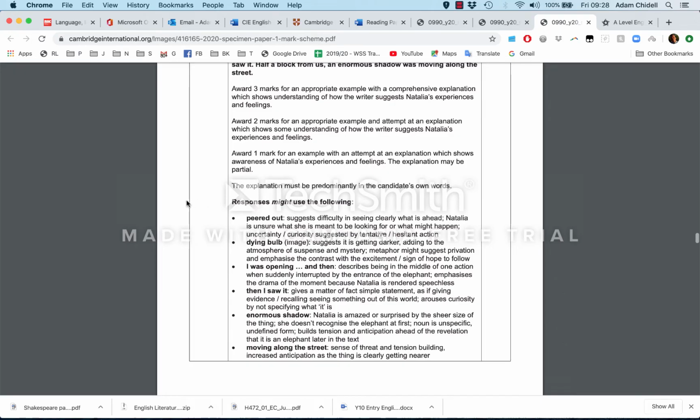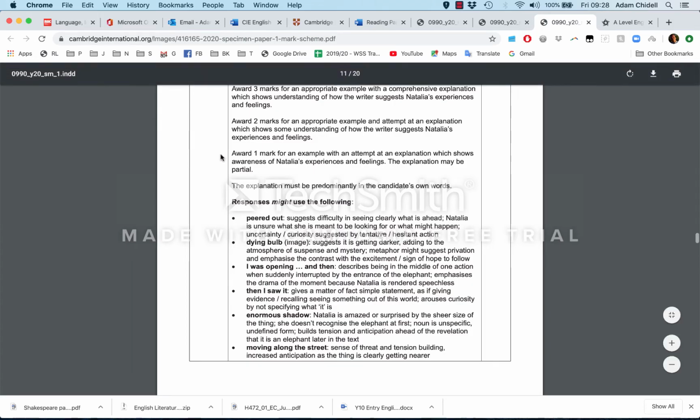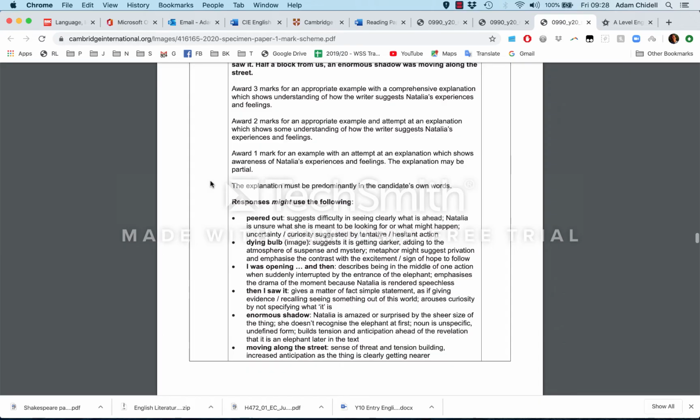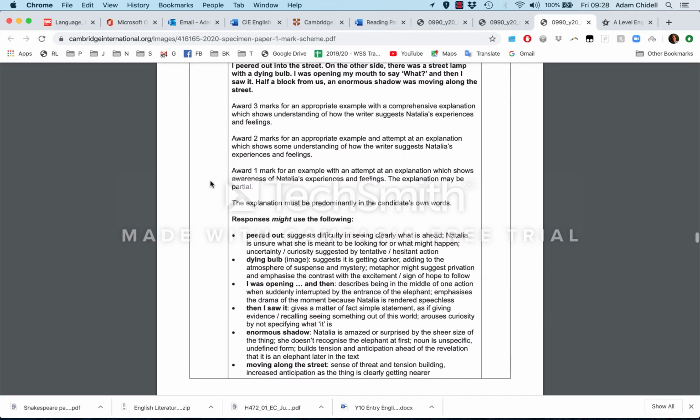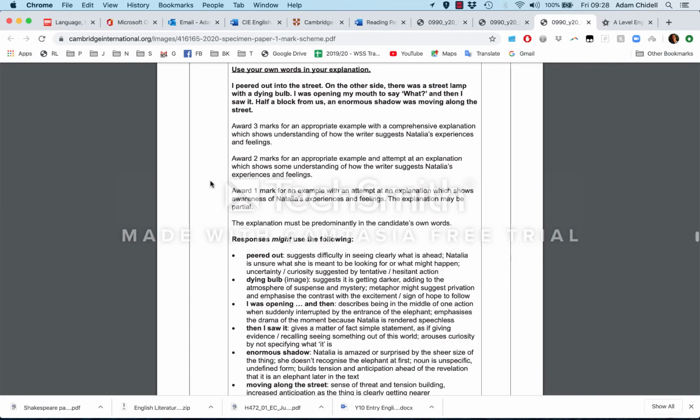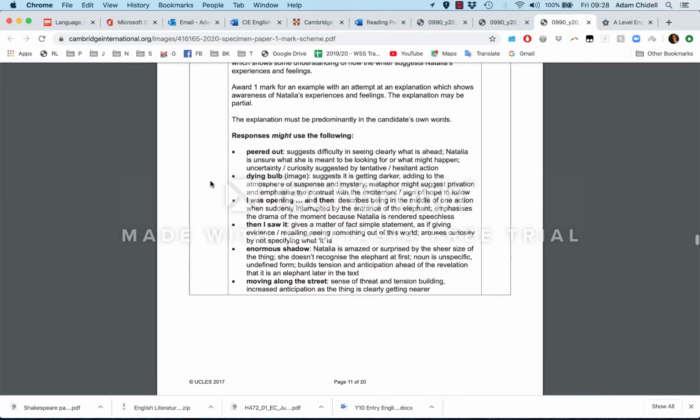Okay, so the key here, really, what all of this means in a nutshell, is simply that you need to make sure that your explanation is sufficiently detailed and that it really does help you answer the question, that in this case it tells us, you can explain what it tells us about her experience or feelings. Okay, so let's have a look.